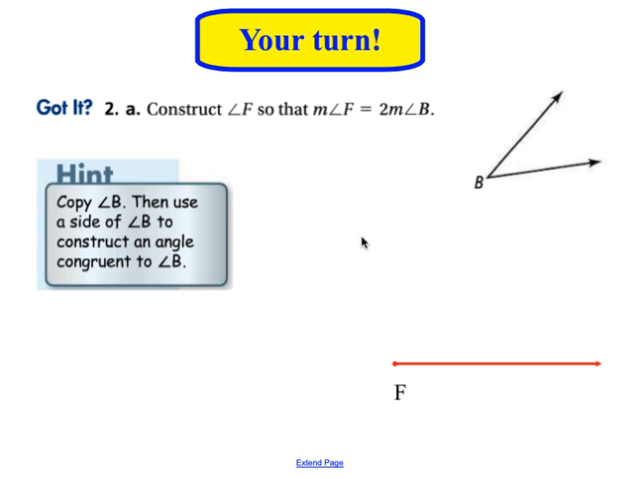Our last slide here is a chance for you to practice. I want you to construct angle F so that the measure of angle F is 2 times as big as the measure of angle B given right here. The hint that I'm going to give you is to use angle B and copy it like I did in the last one. So you'll have another angle here, angle F, that's congruent to angle B. But then you're going to do it a second time using the new side of your angle as the beginning side, and you're going to copy angle B a second time, so that you have an angle F that's twice as big as angle B. So bring your answer to that to class and we'll see how you do.